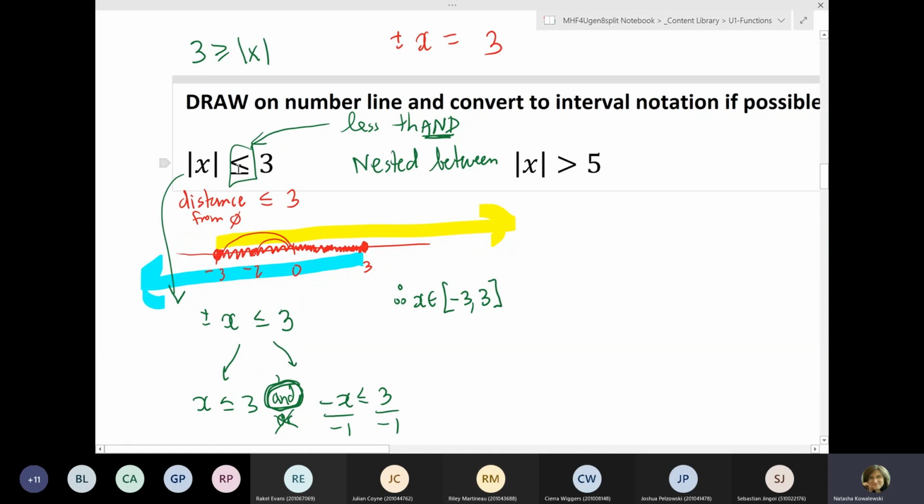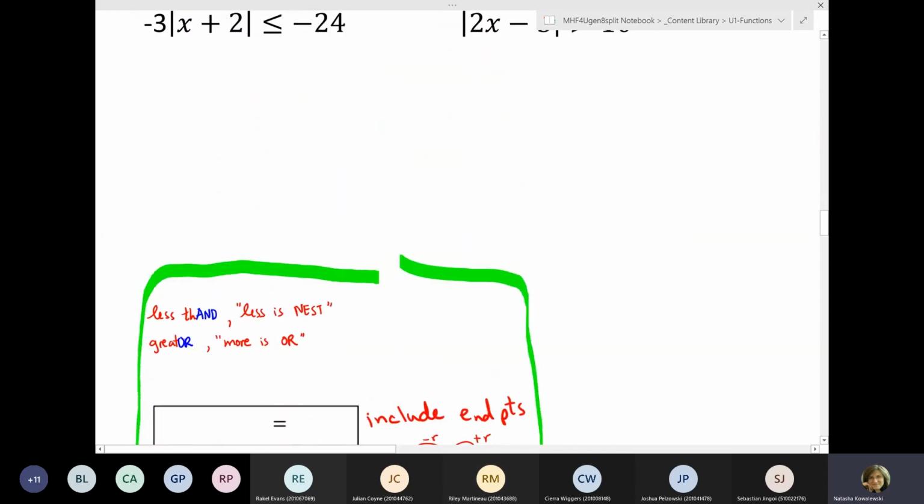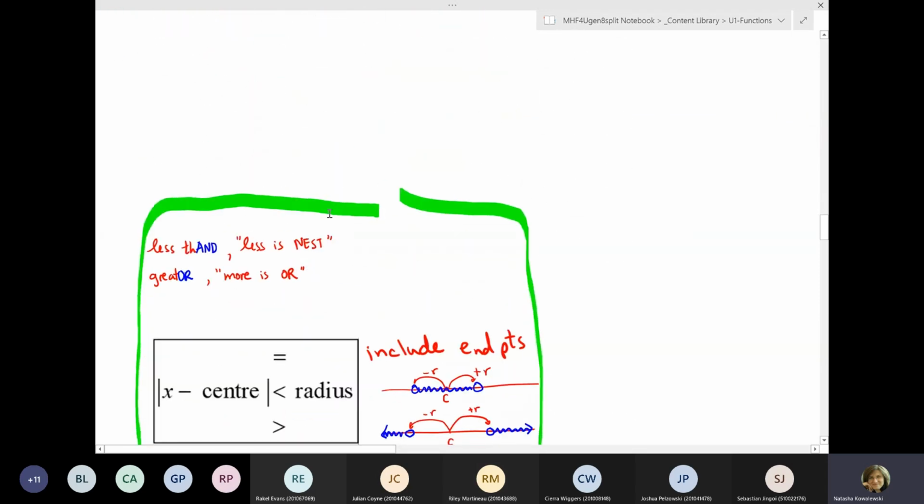Let's do another one. I have a few here because this is brand new. So at first it's probably going to be a little bit hazy. Oh, and another thing, I said one way to remember this, less than, but I also have this word nested because your shading is nested in between something. So on the bottom, I wrote down 2 things you can think about. You could say less is nest, because less than, and you're nesting in between, so you're shading in between.